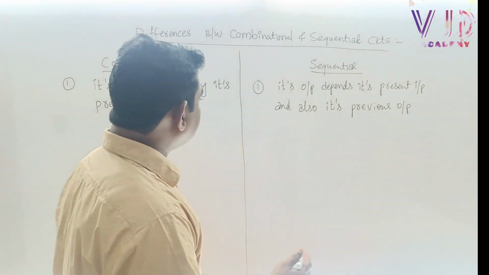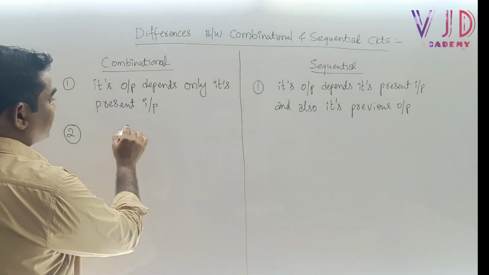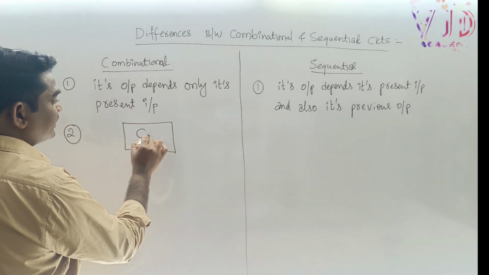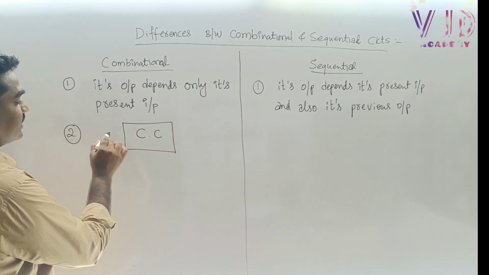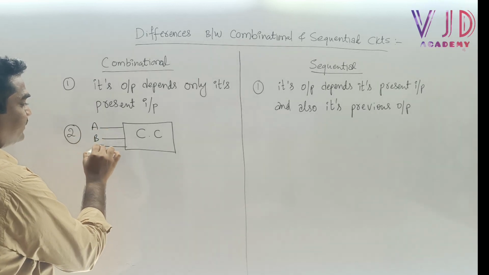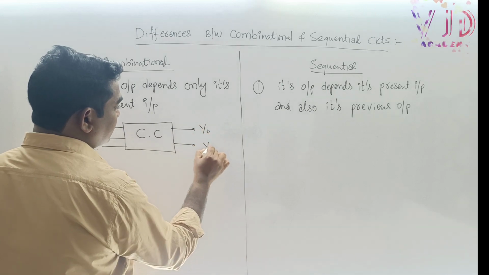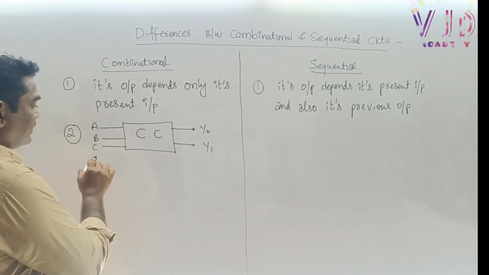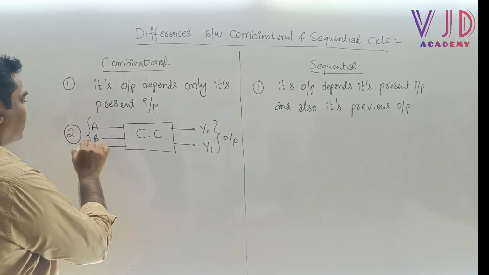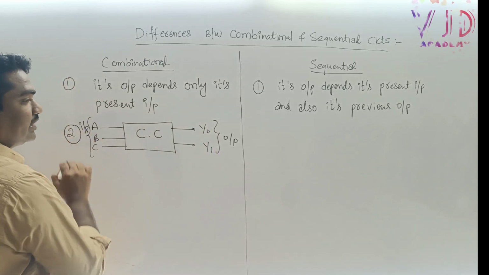Now the second point: let me draw the circuit diagram. Here the combinational circuit may look like this. Let me write here combinational circuit. These are the inputs, A, B, C, and the outputs are Y0 and Y1. Here the outputs Y0, Y1 depend only on inputs A, B, C.